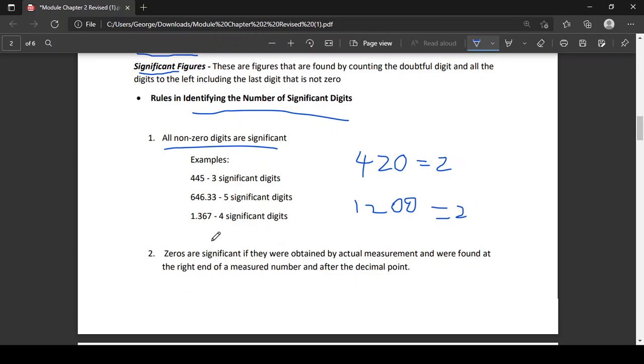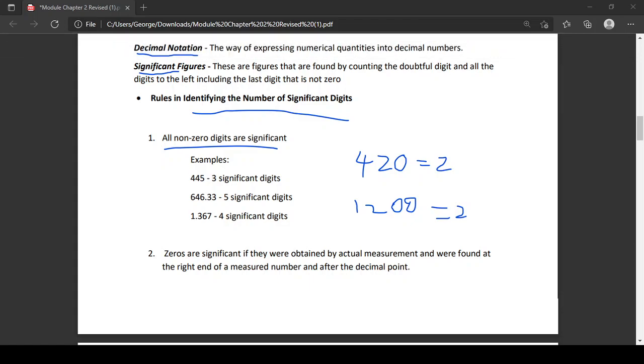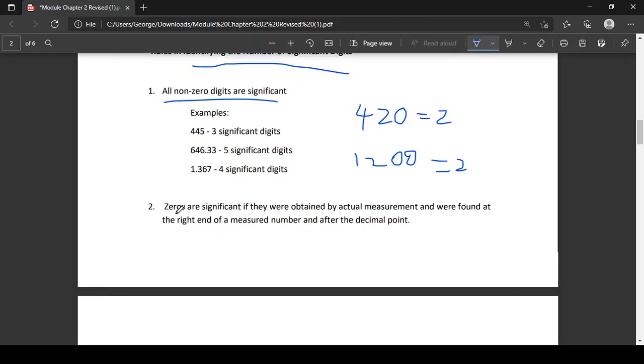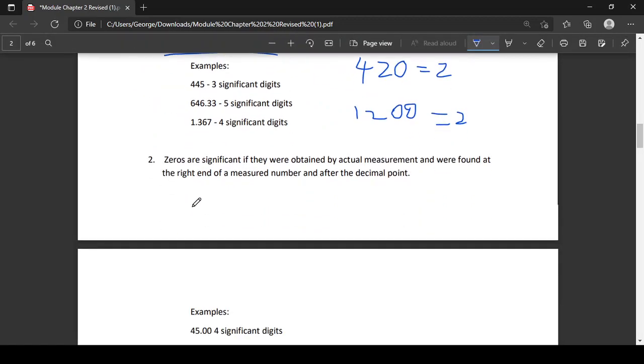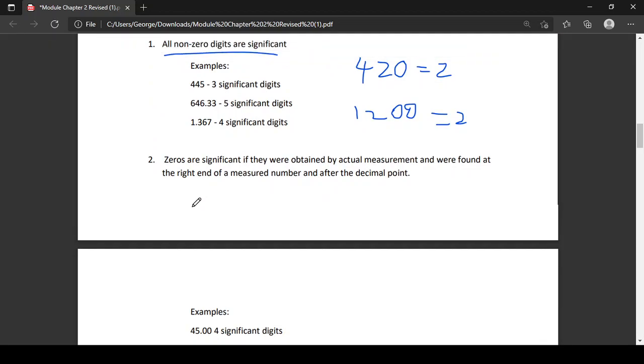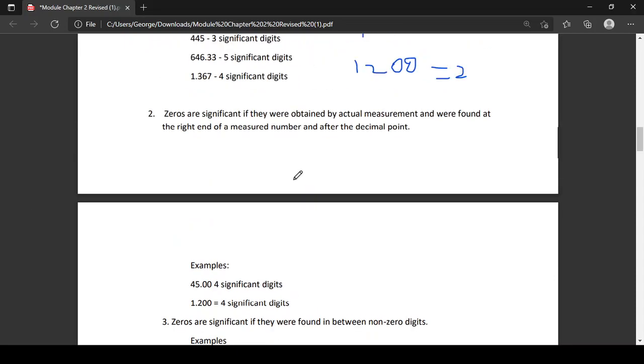So that is our first rule, kids. All non-zero digits are significant numbers. Rule number 2: zeros are significant only if they were obtained by actual measurement and were found at the right end of a measured number, and after the decimal point. Those after the decimal point are all significant.